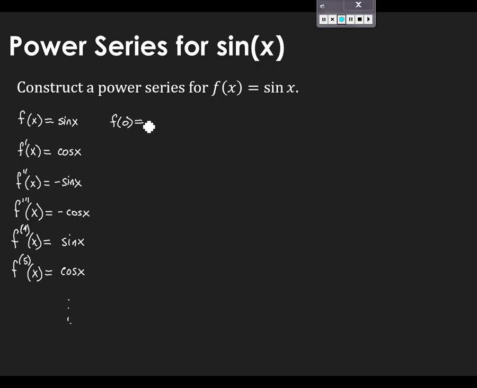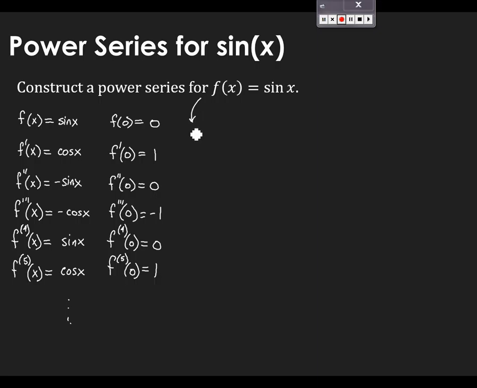F of 0 is 0. By the way, I probably wouldn't want to center it at 1, Michael. If I wanted to center it somewhere else, I'd probably center it at something that I know the sine or cosine of. F prime of 0 is 1. F double prime is 0. F triple prime, fourth derivative. Do you get the pattern here? Fifth derivative. These numbers are very nice, aren't they? That's great. Okay. So I think I'm ready to write out the power series representation for this, okay?